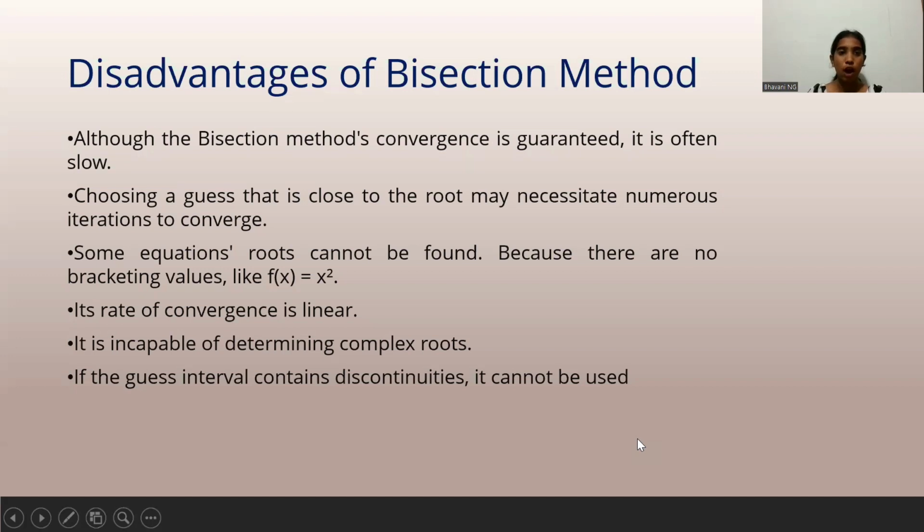Disadvantages of bisection method. Although the bisection method convergence is guaranteed, it is often slow. Choosing a guess that is far from the root may necessitate numerous iterations to converge. Some equations' roots cannot be found because there are no bracketing values, like f(x) equals x squared. The rate of convergence is linear. It is incapable of determining complex roots. If the guess interval contains discontinuities, it cannot be used.